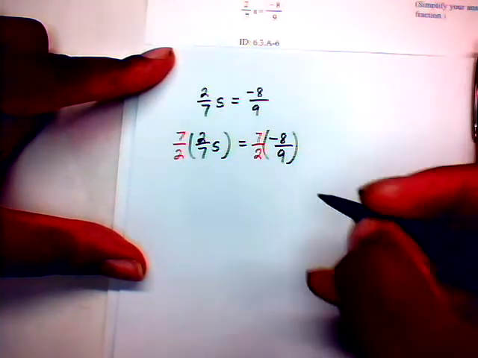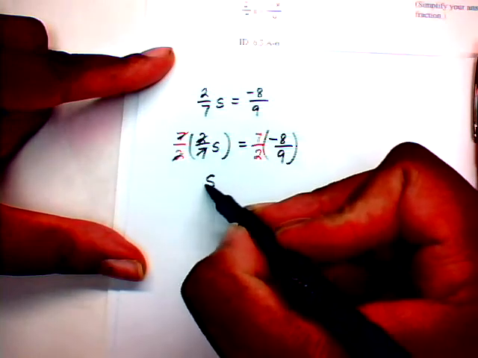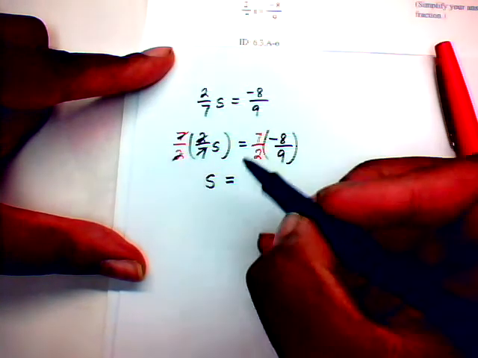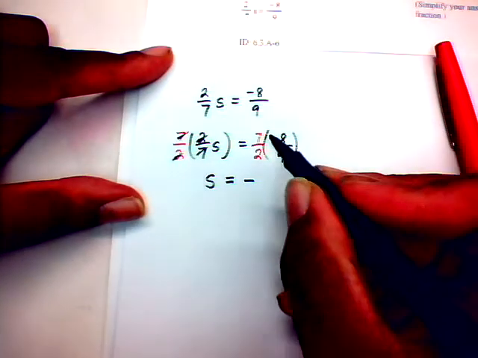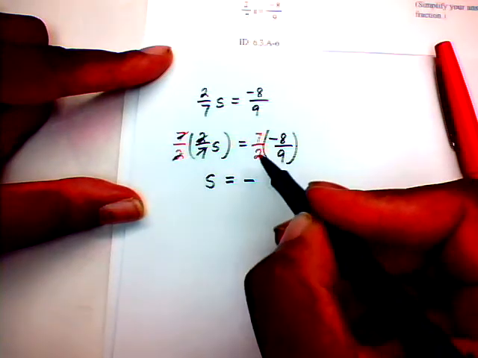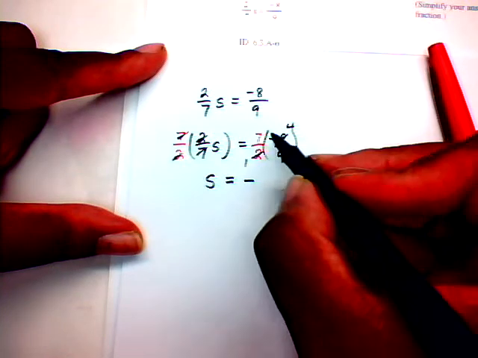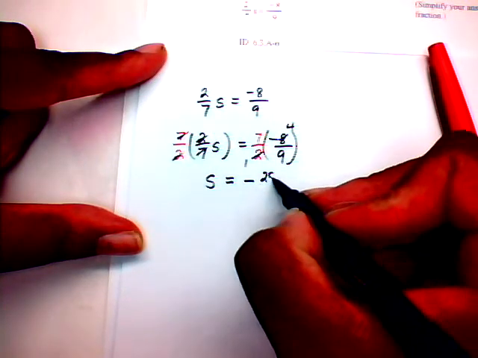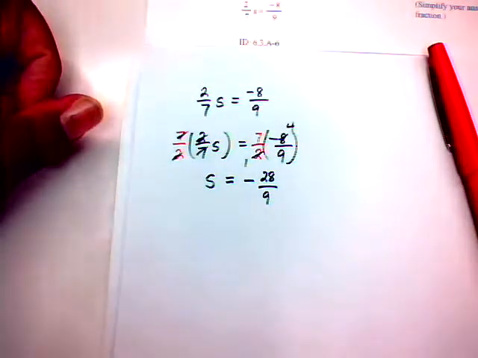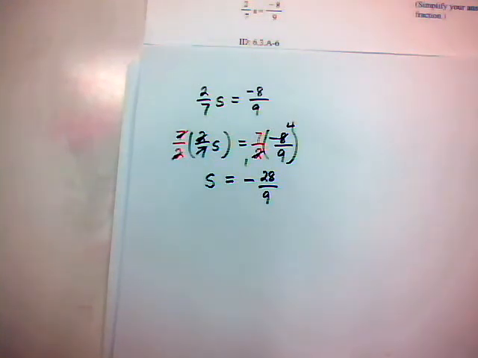Now what's going to happen is these 7s and these 2s are going to divide out. I'm left with s. The right side I have 7/2 times negative 8 over 9. Well, I know I got a negative sign, so we'll just bring that down. Now, I can divide 2 into 8. 2 goes into itself 1 time, 2 goes into 8 4 times. So now you got 7 times 4, which is 28. And then the denominator, 1 times 9, would be 9. So the value of s will be negative 28/9 as our answer.